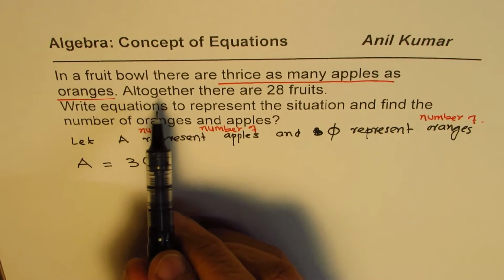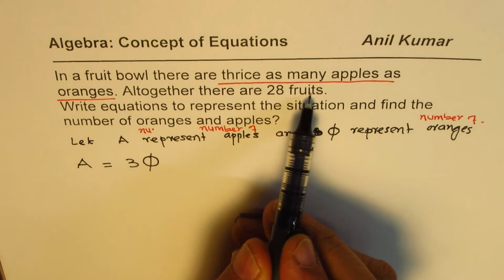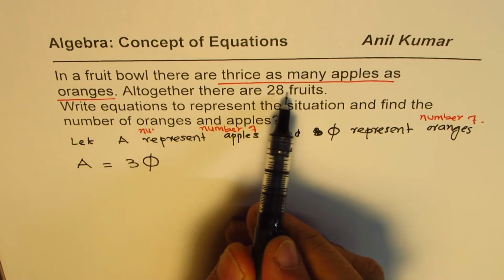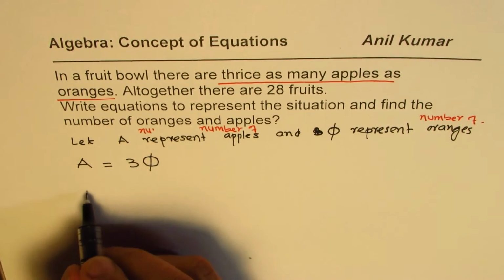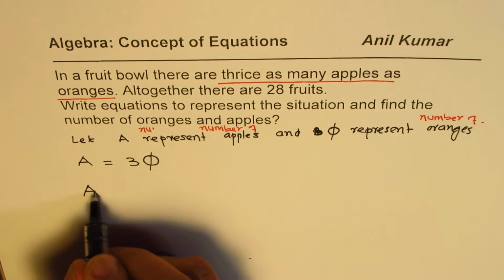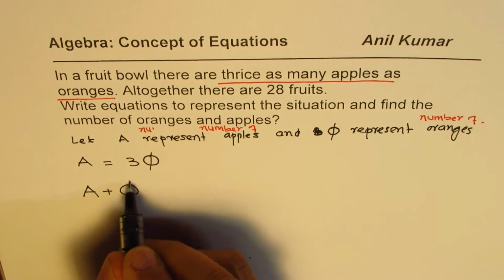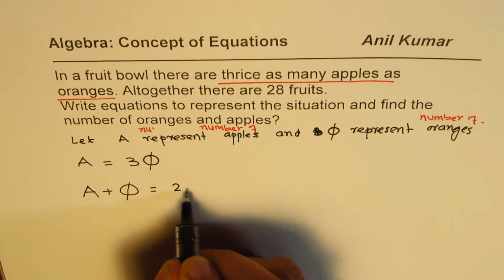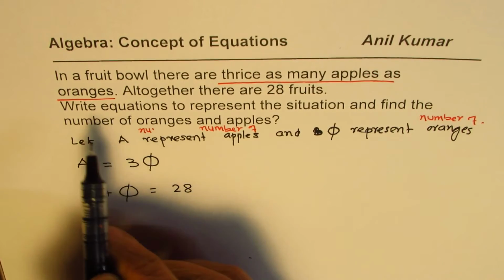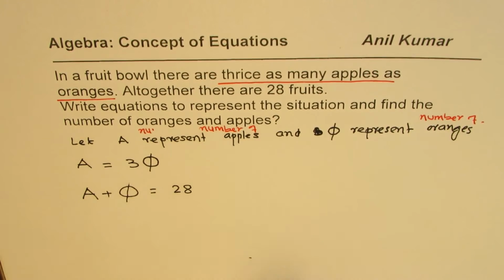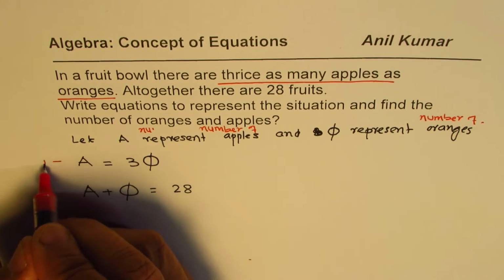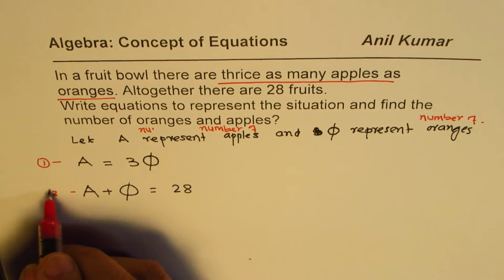Now here we have altogether there are 28 fruits. So 28 fruits altogether, that means sum of apples and oranges is 28. So we get the second equation, which is A plus oranges is equal to 28. Write equations to represent the situation and find the number of oranges and apples. So we have two equations and two variables. Let's number them. So this is my equation number 1. This is equation number 2.